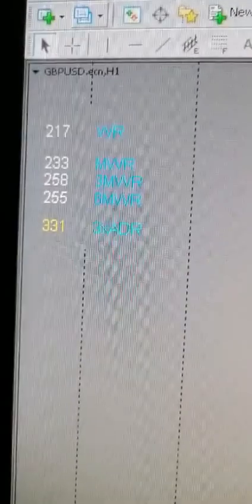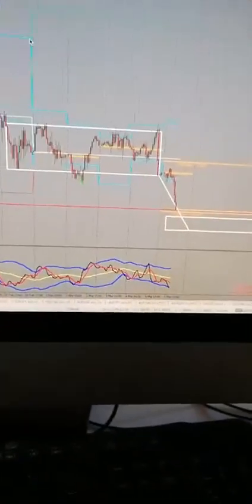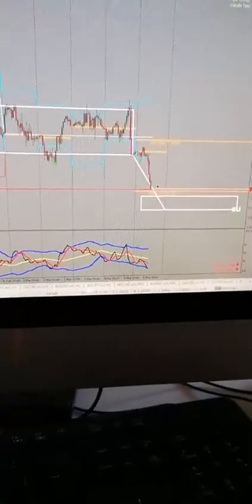Somebody was asking which pair is this. This is GBP/USD that we were looking at, right? Pound dollar, the cable, GBP/USD. That's what we were looking at. So I am expecting GBP/USD to continue bearish. If you look now, let's switch over to an M15.